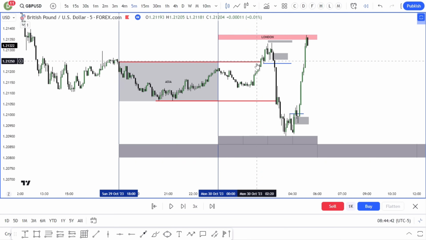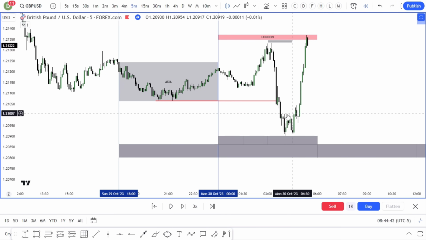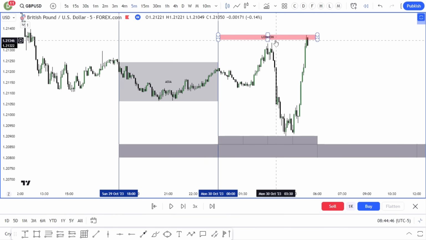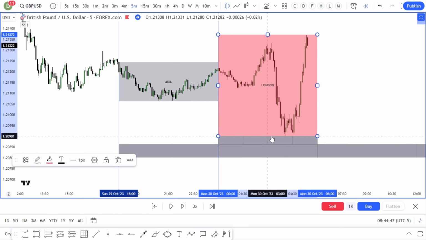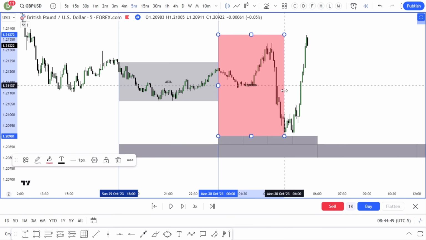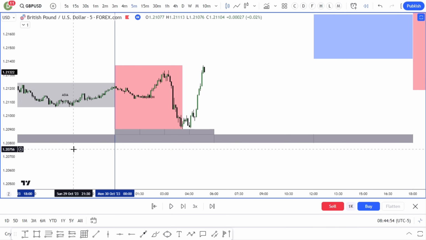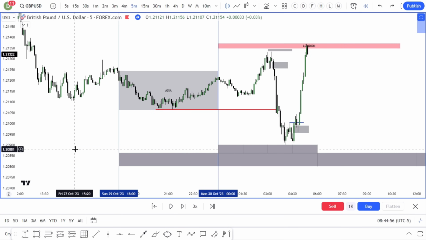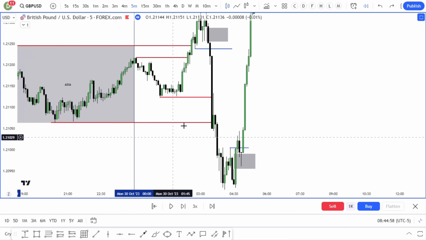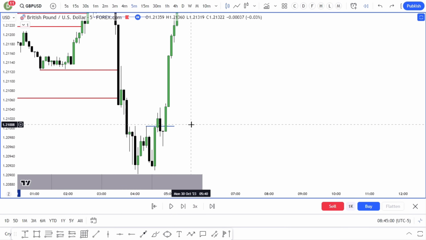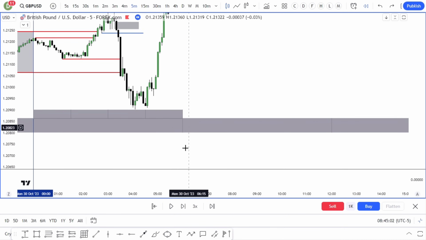And now if you can bear in mind, both setups happened, right? London was our manipulation, right? So this range right here would have been regarded as our manipulation, if that makes sense. So right now I'm going to try removing everything. Let's just see.